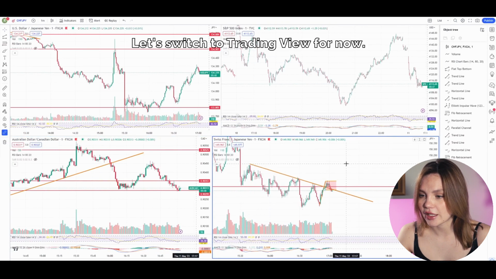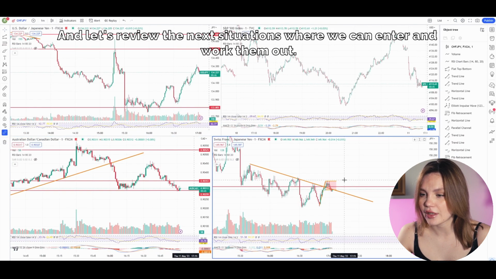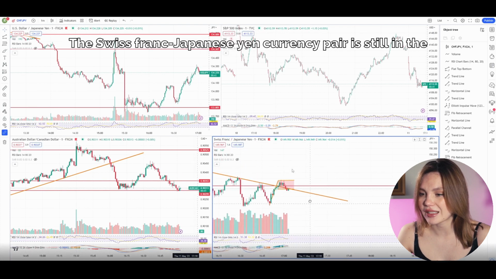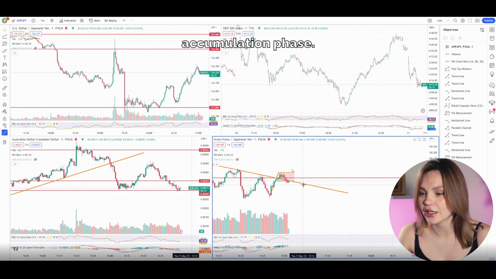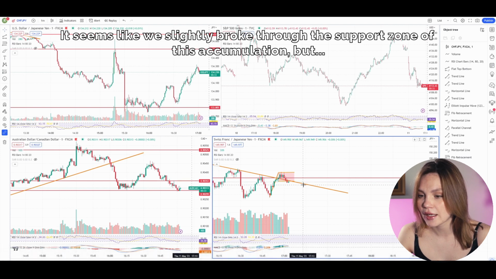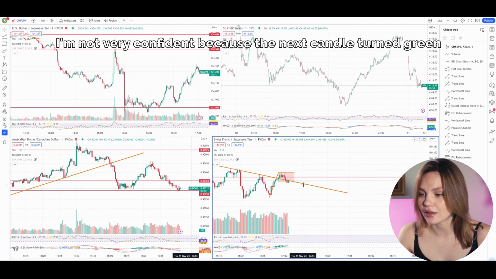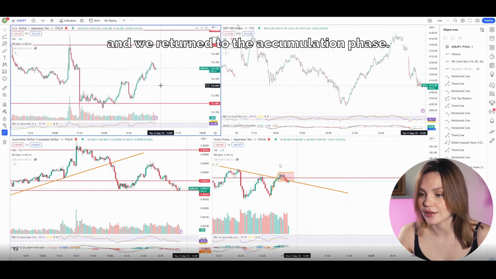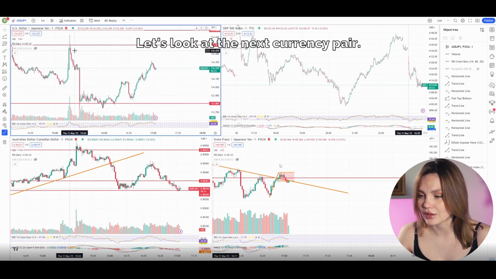Let's switch to TradingView for now and review the next situations where we can enter and work them out. The Swiss franc Japanese yen currency pair is still in the accumulation phase. It seems like we slightly broke through the support zone of this accumulation, but I'm not very confident because the next candle turned green and we returned to the accumulation phase. Let's look at the next currency pair.